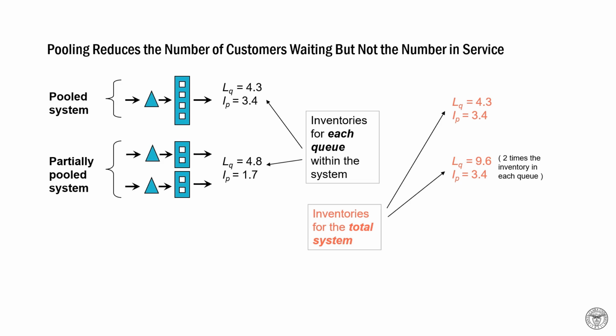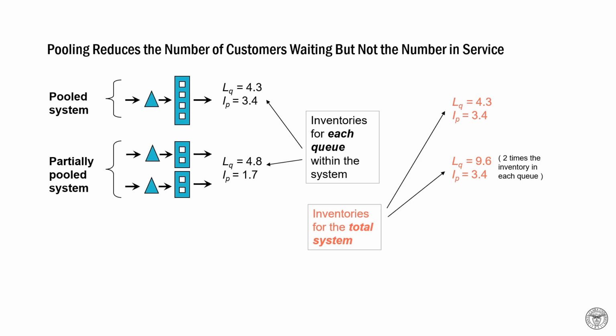Moving on to a partially pooled system, where there are 2 queues, each served by multiple servers, we observed that the inventories increase in each queue: 4.8 customers waiting, LQ, and 1.7 customers in service, IP.